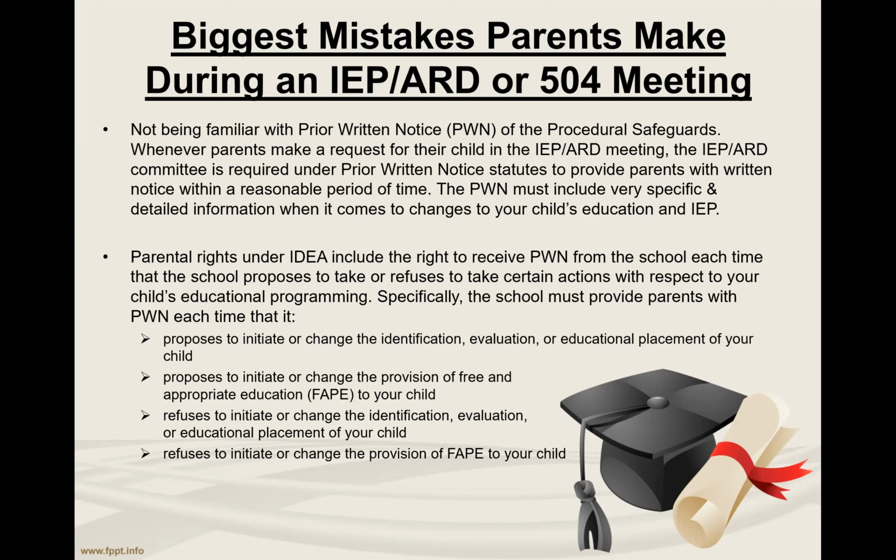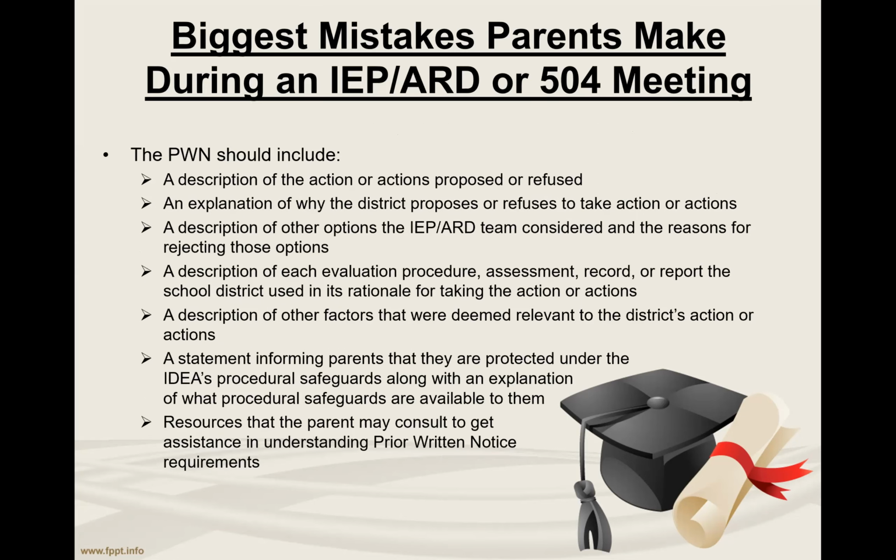Also, the prior written notice must describe anything that you requested and the district refuses, okay? So let's talk a little more about prior written notice. It should also include a description of any actions proposed or refused, so anything you propose and the district refuses, an explanation of why the district proposes or refuses to take certain actions, a description of other options the IEP or ARD team considered and reasons for rejecting those actions, a description of each evaluation procedure, assessment, record, or report the school district used as the basis for its decision, and a description of other factors that are relevant to the district's action.